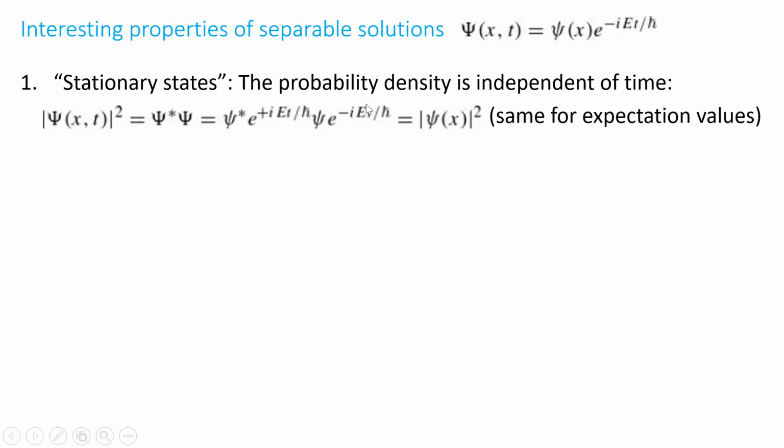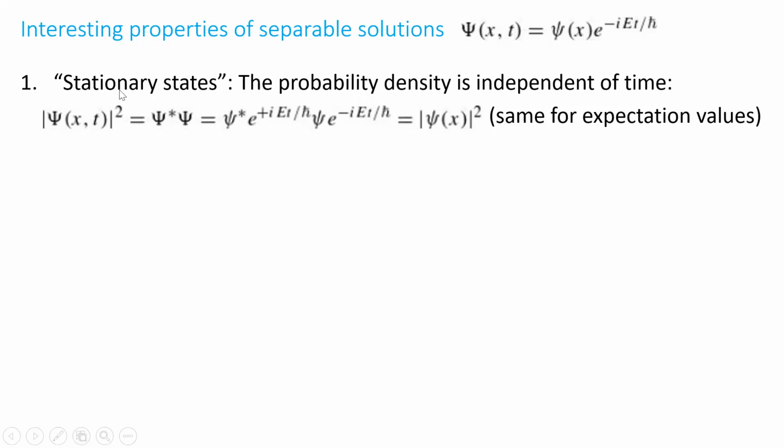But these exponentials will cancel because they sum to 0 and e to the 0 is 1. So we just get little psi star psi, which is the modulus of psi of x squared, which doesn't depend on time. So that means the probability density, which we get initially, remains constant in time.